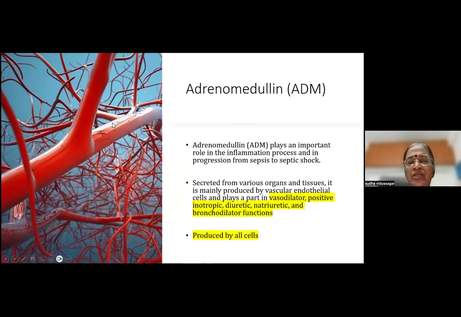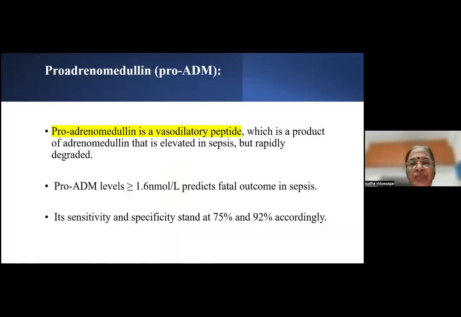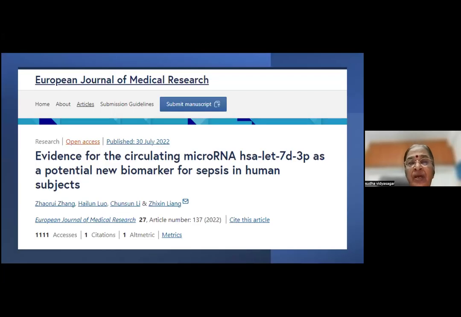And the main action is the progression to septic shock, which is what most of us are worried about. Proadrenomedullin is a vasodilatory peptide produced from adrenomedullin, and is elevated in sepsis but rapidly degraded. So if the levels are higher, it predicts a fatal response. The specificity and sensitivity are good for proadrenomedullin. It's a biomarker of the future.